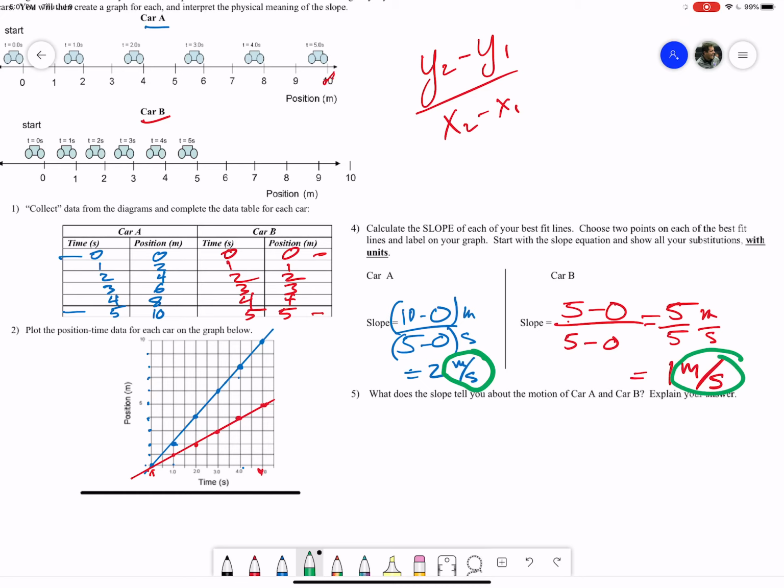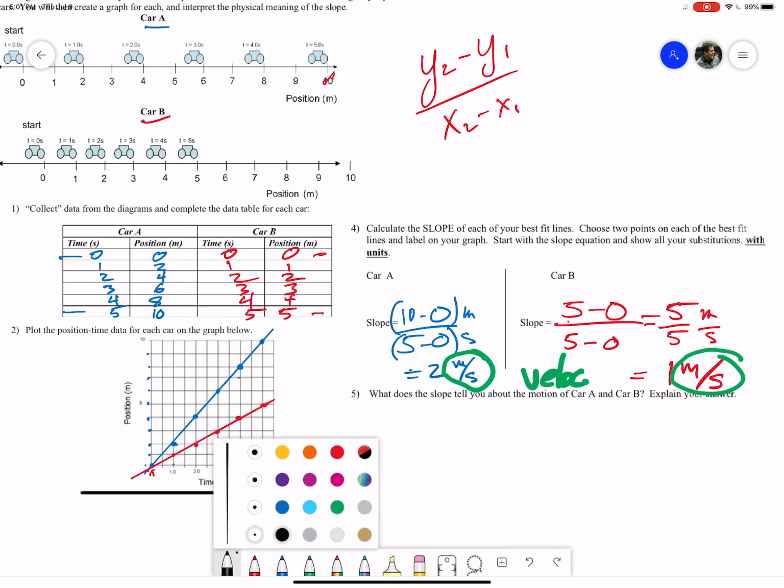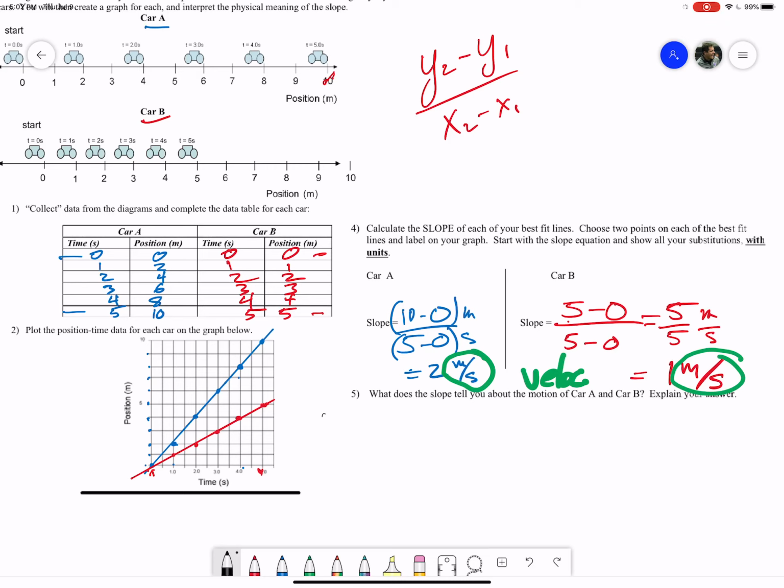And meters per second in physics are the units for velocity. Okay, so that's velocity right there. So it tells us about the motion of car A and car B. It tells us that the motion of car A has a higher velocity. So car A's velocity, I'll do color, car A's velocity is greater than car B's velocity.